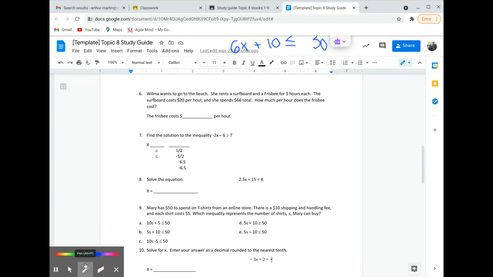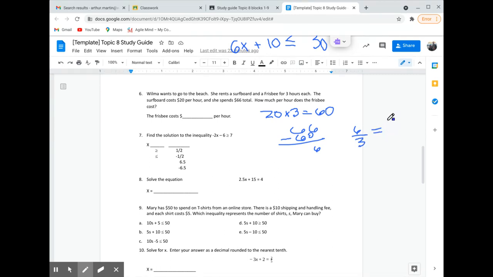I would multiply 20 times 3 because that's the number of hours, and then subtract that from 66, and then divide by 3. So how much is the frisbee going to cost per hour? $2. Perfect. This right here is called mathematical reasoning. You did a great job. Did anybody do it algebraically? I don't figure most people do, but I'm going to show you how to do it algebraically. It's basically exactly the same.